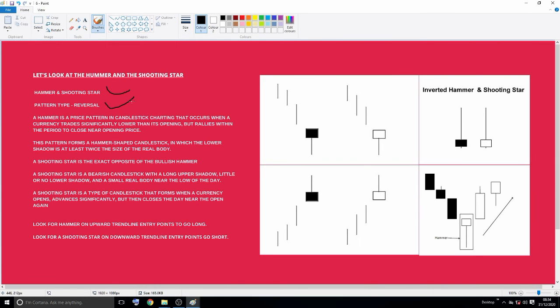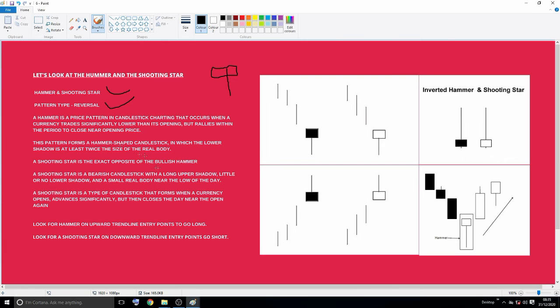This is a reversal type pattern. A hammer is a price pattern in candlestick charting that occurs when the currency trades significantly lower than its open and closes within the period near the close price. So this means the price opened and pushed lower, but it came back to close almost where it opened. These patterns form a hammer shaped candlestick in which the lower shadow is at least twice the size of the real body.